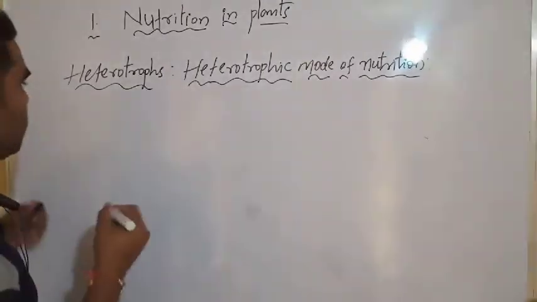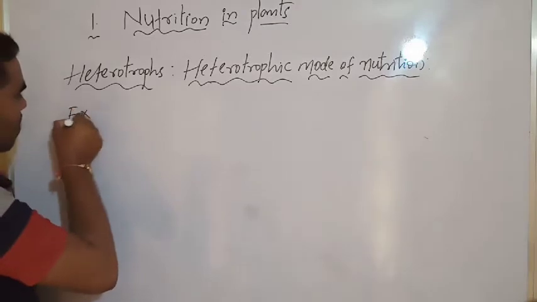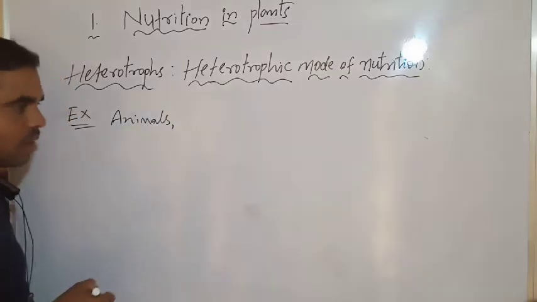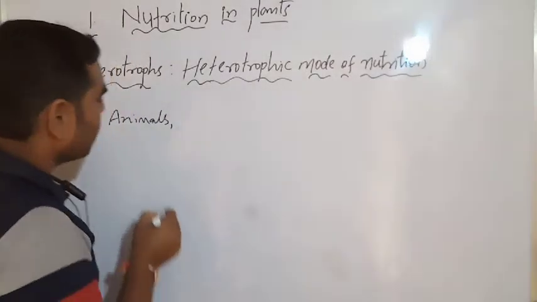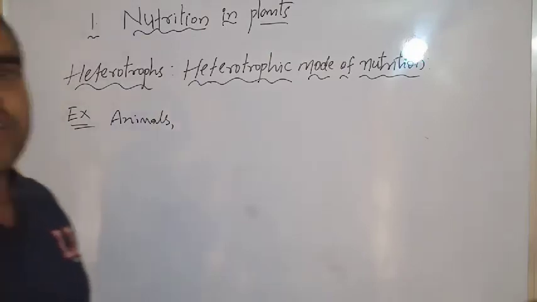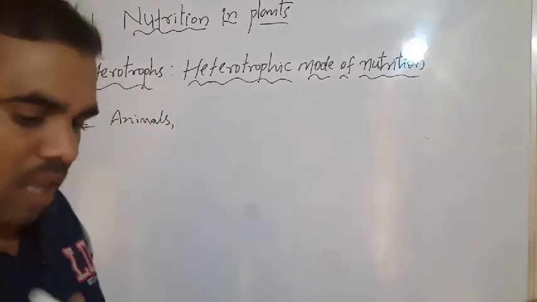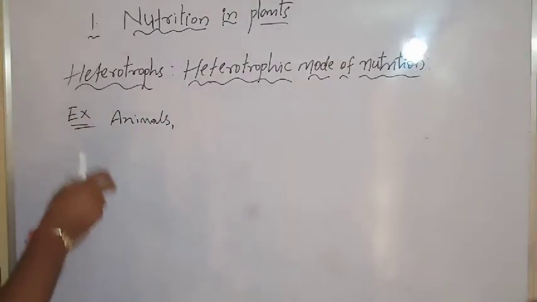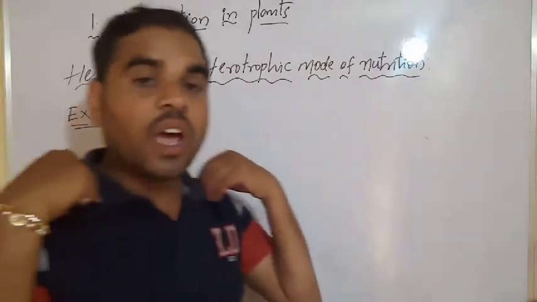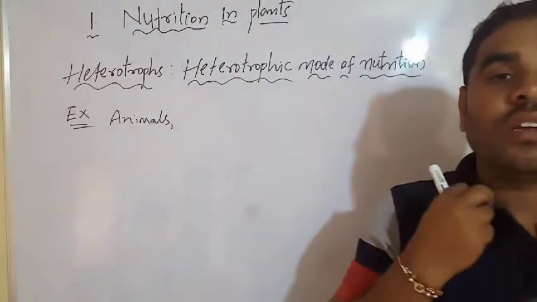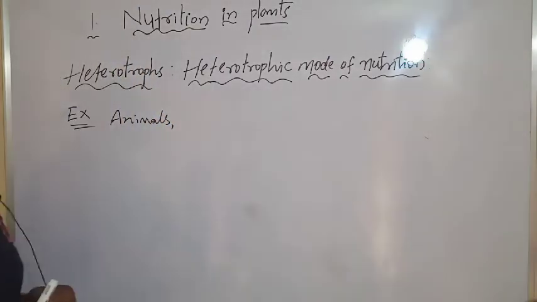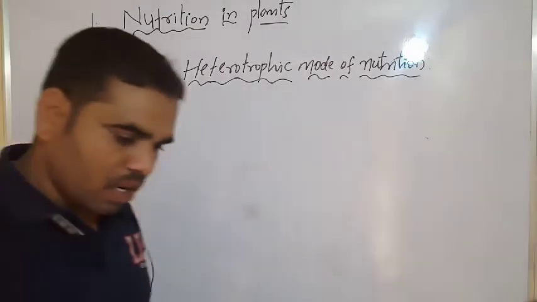See here, heterotrophs are animals. All animals are heterotrophs, and some plants also. These animals don't have chlorophyll in their body. That's why heterotrophs cannot make their own food. We call this heterotrophic nutrition.